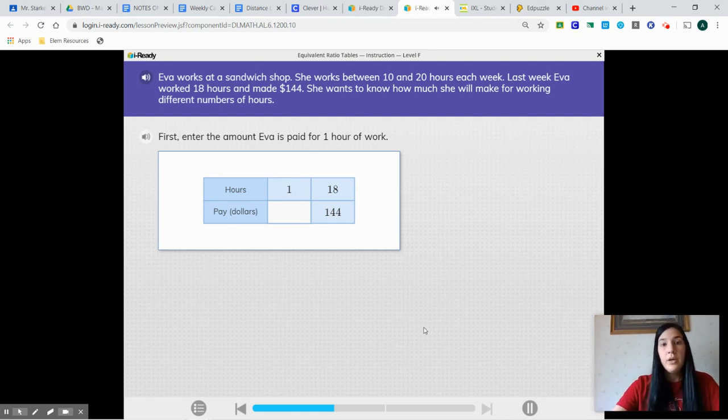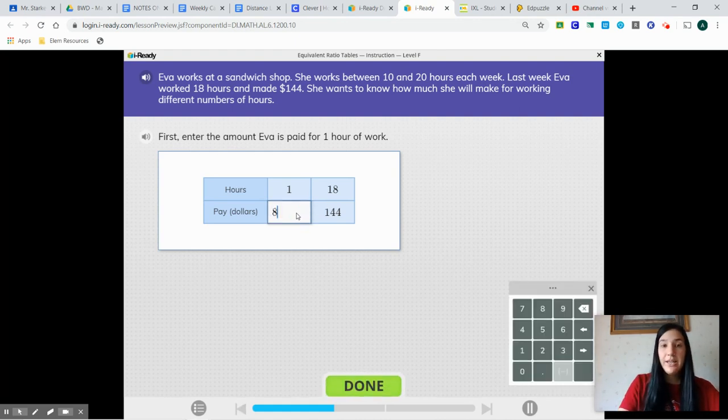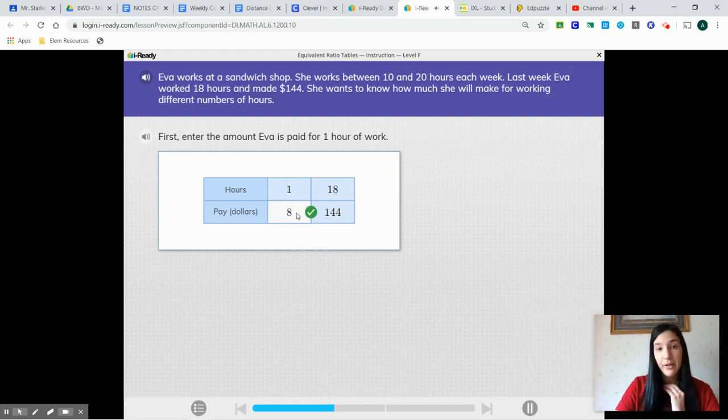Okay, so here we know that 18 divided by 18 will give us 1. So we want to do 144 divided by 18. So hopefully you have a calculator handy that you can pull up, because we don't have one down at the bottom here. And you can do 144 divided by 18, which will give you 8. So we know that she's getting $8 per hour.